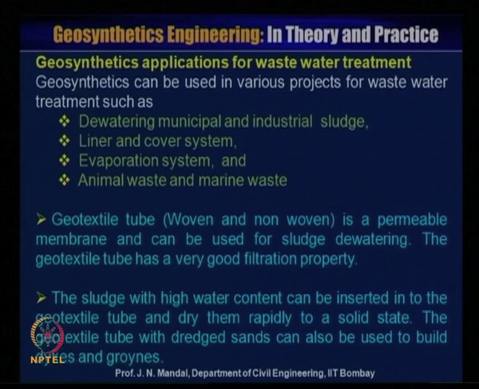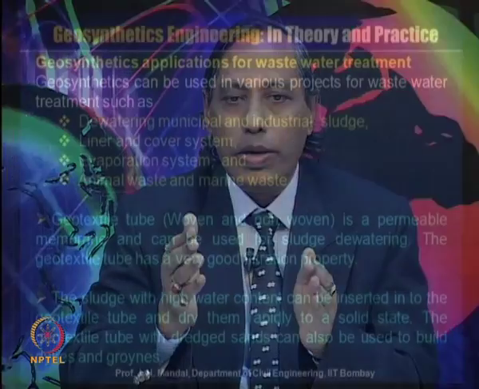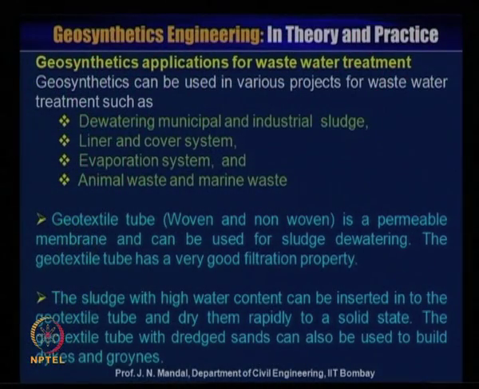is a permeable membrane and can be used for sludge dewatering. The geotextile tube has a very good filtration property. The sludge with high water content can be inserted into the geotextile tube and dried rapidly to a solid state. The geotextile tube with desert sand can also be used to build dikes and drains.